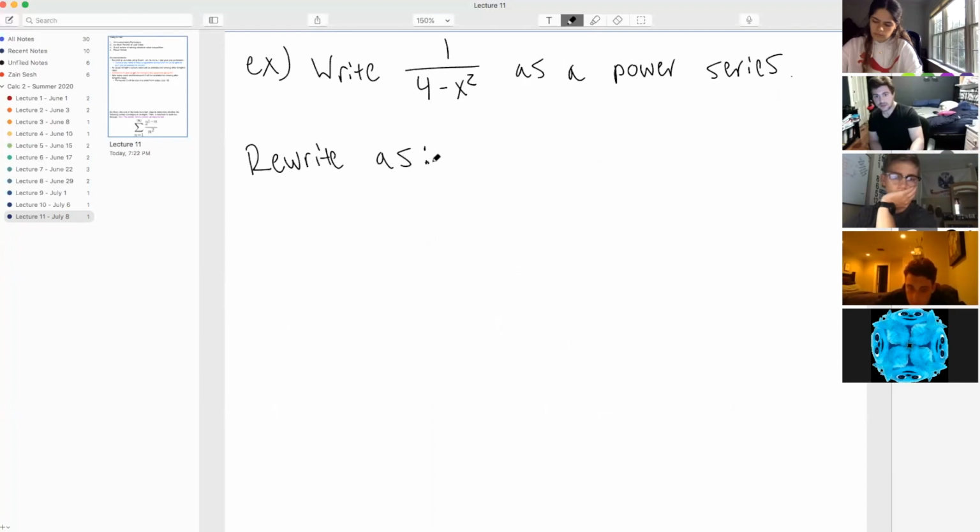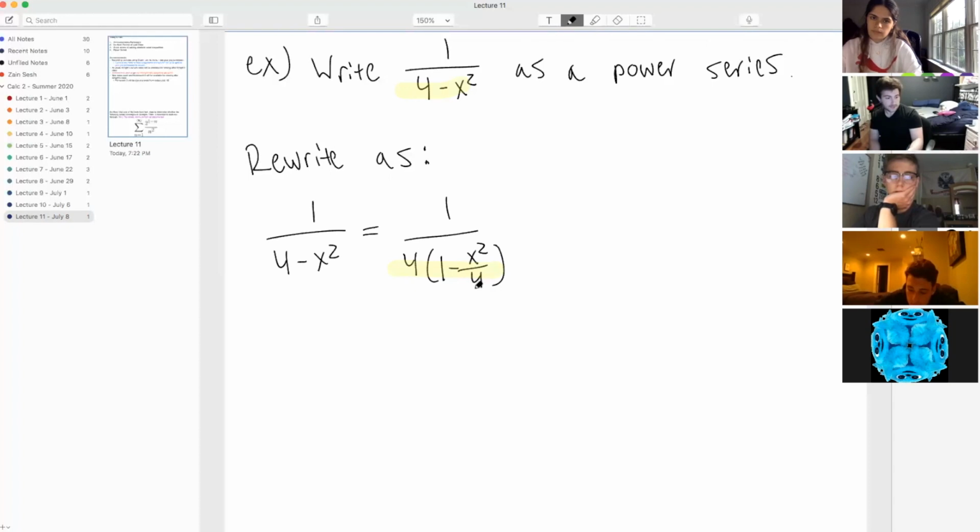Rewrite as, okay, so 1 over 4 minus x squared is the same thing as 1 over 4 multiplied by 1 minus x squared over 4. I factored a 4 out from the denominator, and that was just to introduce a 1 there. We need a 1. And now you can just rewrite this as 2 separate fractions. This is 1/4 multiplied by 1 over 1 minus x squared over 4.